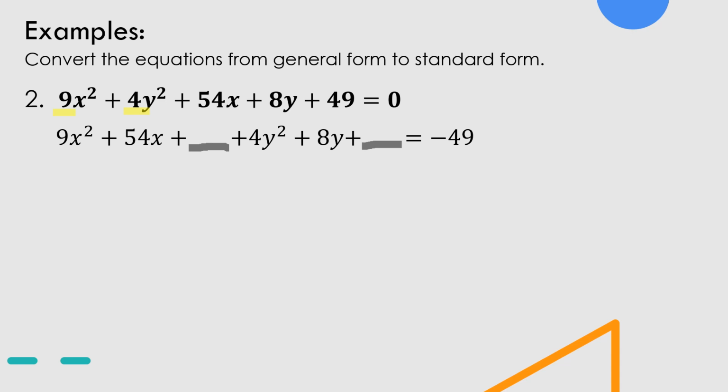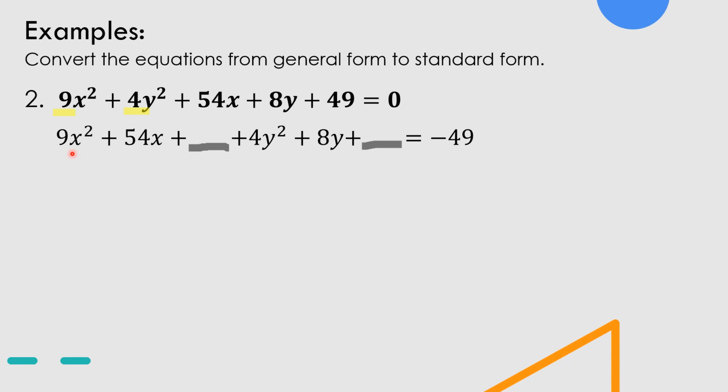The difference with this example and the previous one, the circle had a coefficient of 1 for the x squared and the y squared. But now we have a coefficient of 9 for the x squared, which we have to factor out, and a coefficient of 4 for the y squared, which again we have to factor out. So in order to complete the square, you can't have a coefficient other than 1. Again, we're only factoring out the 9 and the 4.